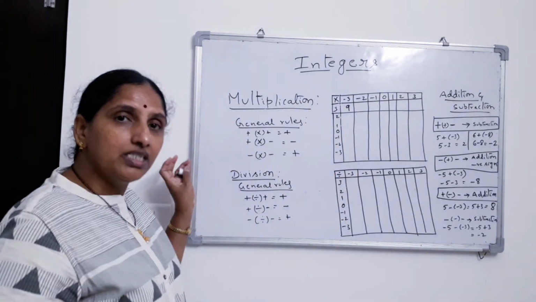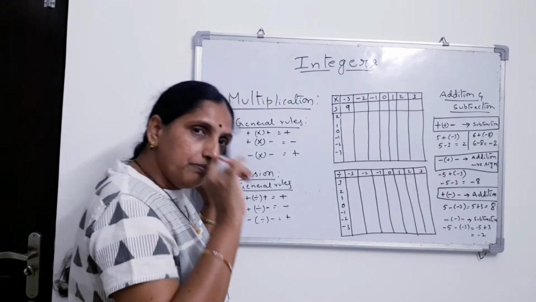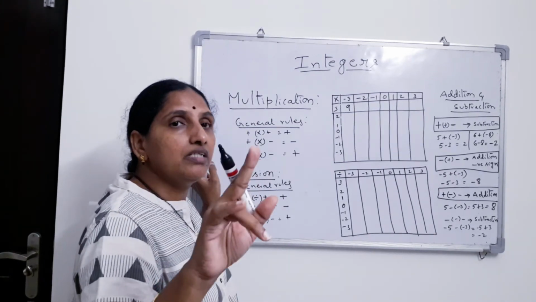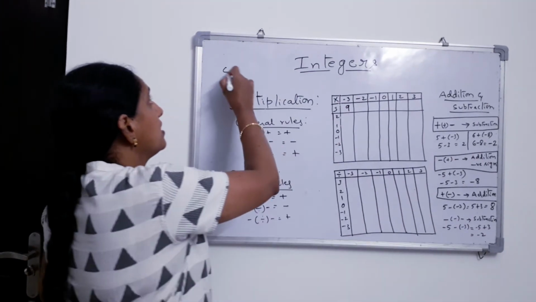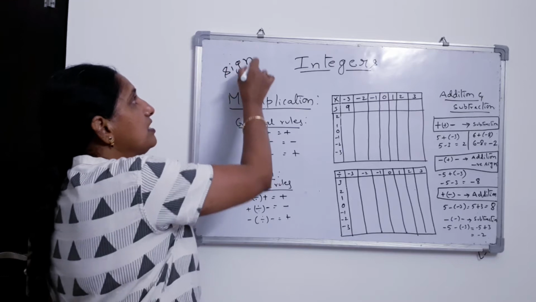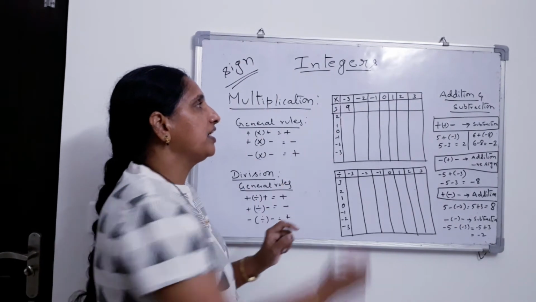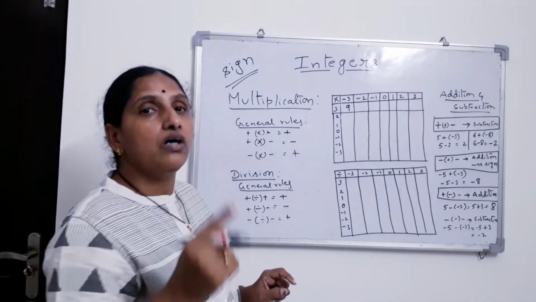So don't think that integers will have some other kind of multiplication. Nothing like that. The numbers will get multiplied in the normal way only. The only thing we are bothered about is the sign. Which sign? S-I-G-N, sign. Positive sign or negative sign? That means which kind of integer it is, positive integer or negative integer.